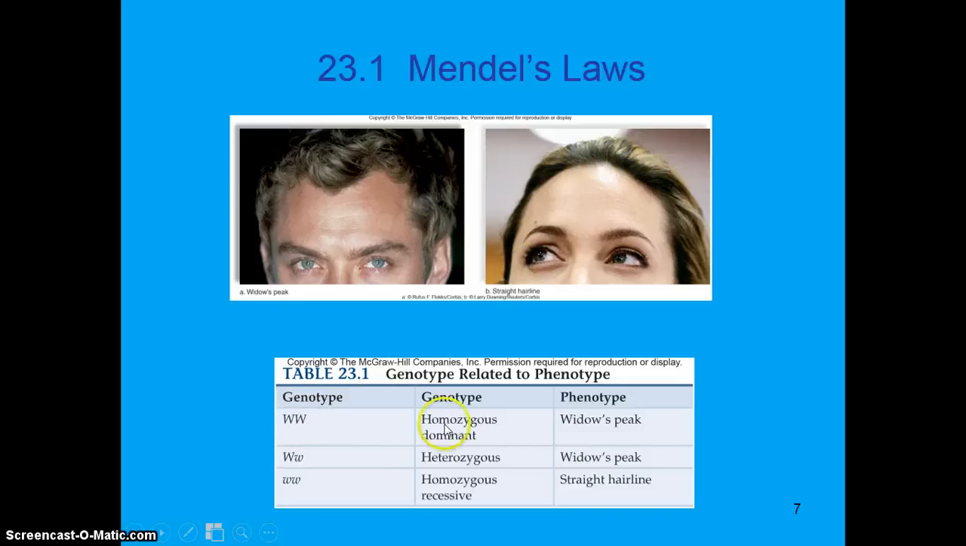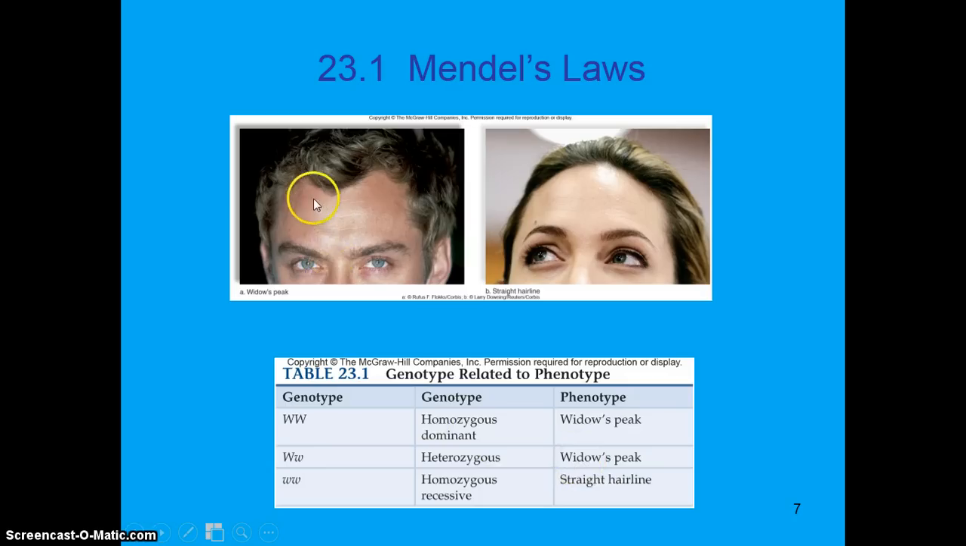So if an individual has a widow's peak, they are either big W, big W, which is homozygous dominant. Homo means same, so big W, big W are the same, and it's dominant, they're capital. Or they can be heterozygous. Hetero means different. So big W, little w, with one copy of the big W making the widow's peak the phenotype that is displayed.